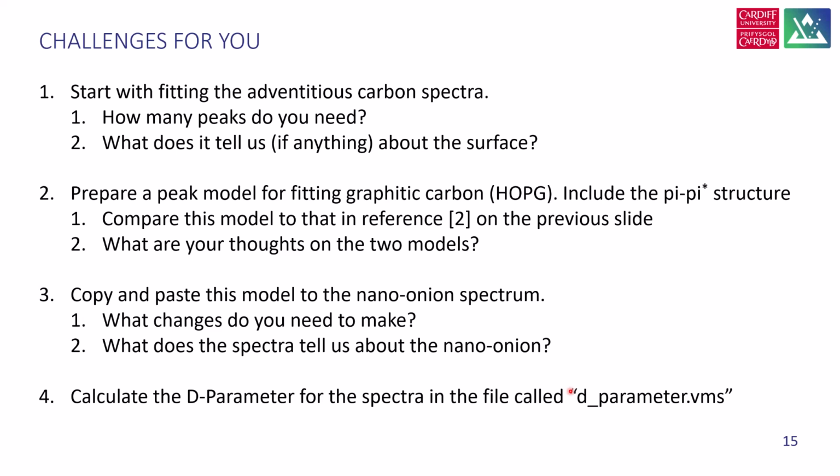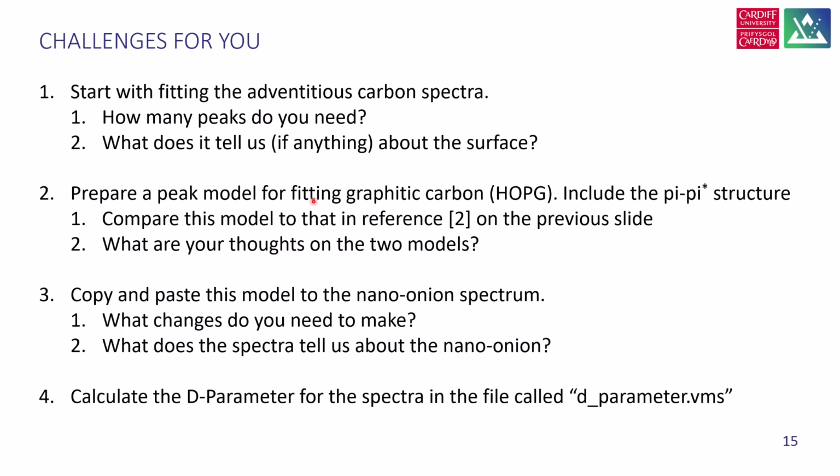So what I want everybody to have a little go at now is start playing around with whatever you feel you want to tackle. First of all, you'll have two VAMAS files, one called carbons and one called D parameter. The carbons file contains all the carbon 1s spectra for different species, and what I want you to do is look at the adventitious carbon spectra. How many peaks do you need? Does it tell you anything? Have a think and discussion about what it tells you about the surface.